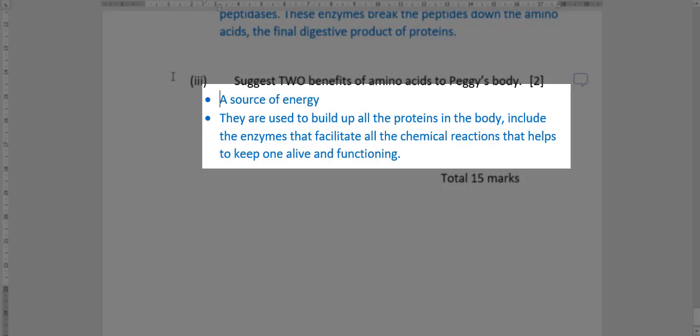And I would actually add as well, remember the beginning of the question, we're talking about Peggy being weak and tired. So this would also be a good point to talk about having all the chemical reactions functioning well, which then allows Peggy to start to feel better. Okay, it helps to remove the source of the weakness and tiredness, or at least a source of the weakness and tiredness.